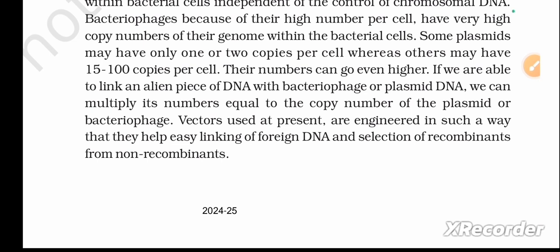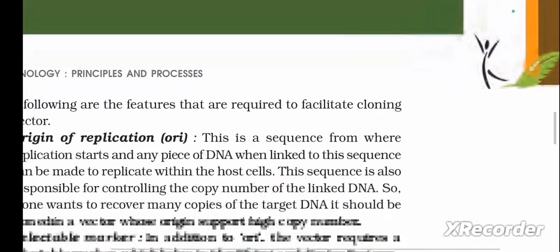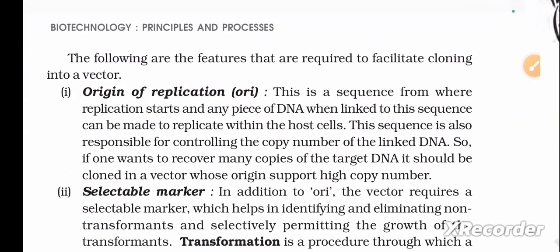Vectors used at present are engineered in such a way that they help easy linking of foreign DNA and selection of recombinants from non-recombinants. The following are the features that are required to facilitate cloning into a vector. First one, origin of replication, ORI. This is a sequence from where replication starts, and any piece of DNA when linked to this sequence can be made to replicate within the host cells.